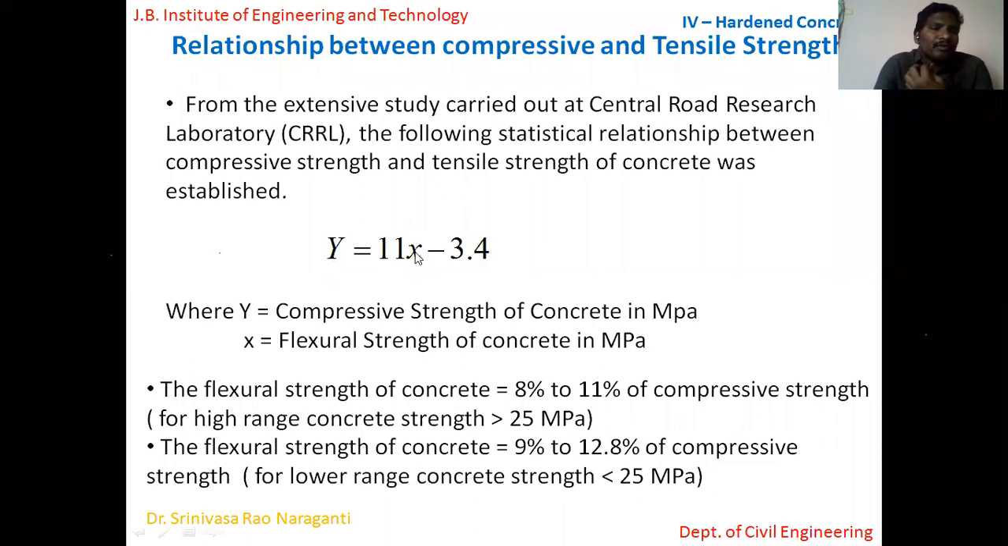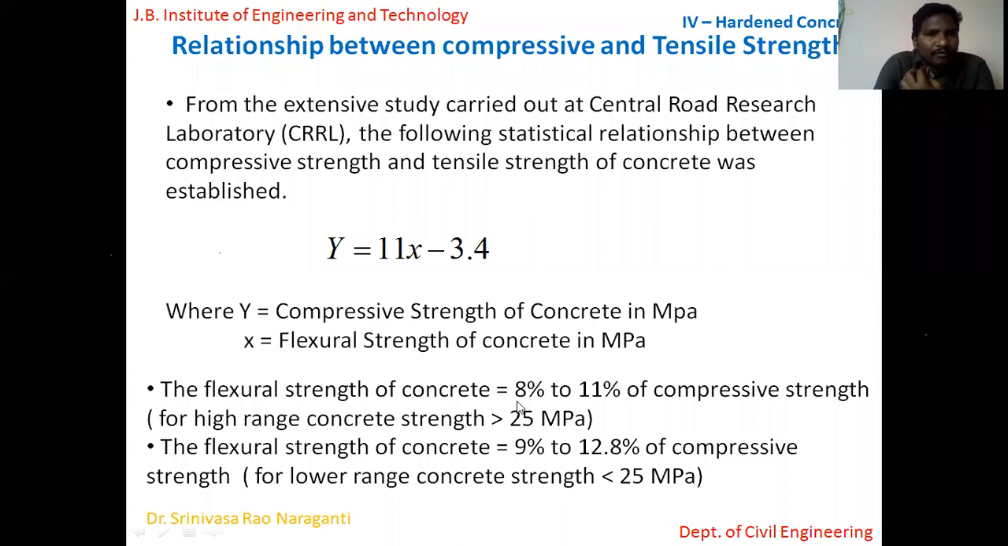That means you substitute the value of flexural strength of the concrete, then you will be able to find out the compressive strength of the concrete, the Y value. So you can see here it's almost 10 times. If you reduce this 3.4, it's a very small thing compared to 11 times of something. So it's almost 10 times of that. That means compressive strength is almost 10 times of your tensile strength. That's how it is. So again, there is a thumb rule available.